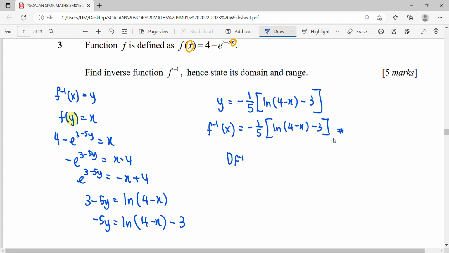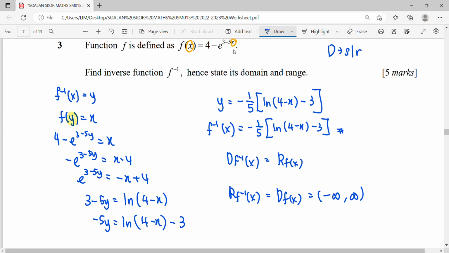The domain of f inverse, we refer to the range of the function. Then the range of f inverse, we refer to the domain of the function. So look at the exponential function. For domain, we remember surd, log, and rational, because some x in those functions will make the function undefined. For exponential, the domain can accept anything. Any x can make this function work. So no problem: the domain of the function is negative infinity to infinity.